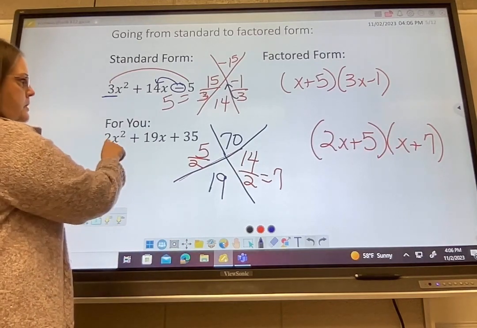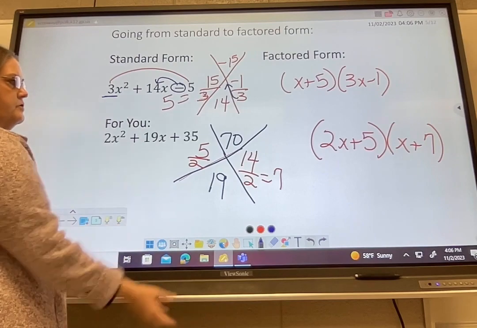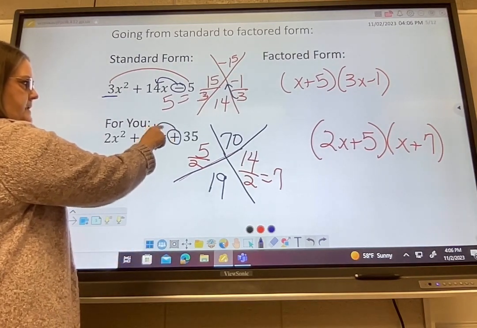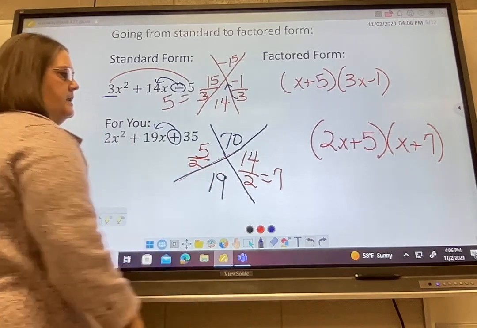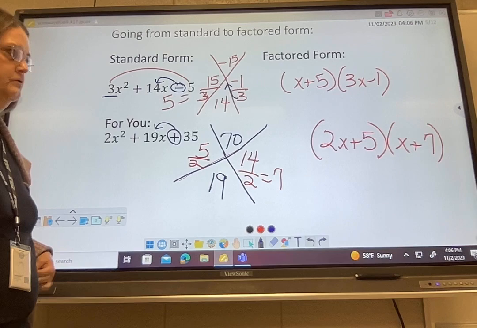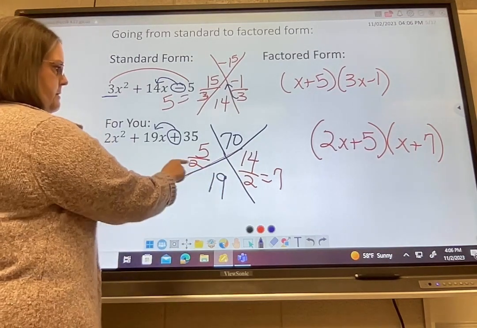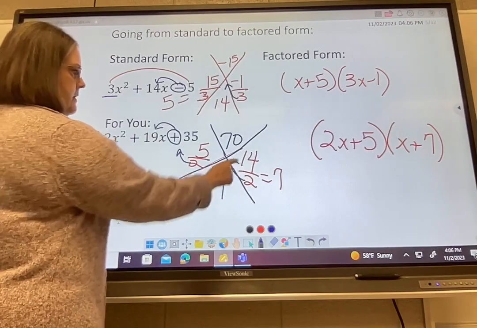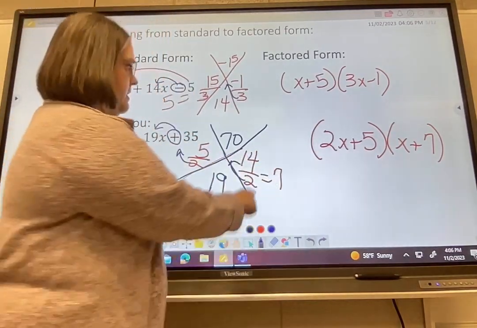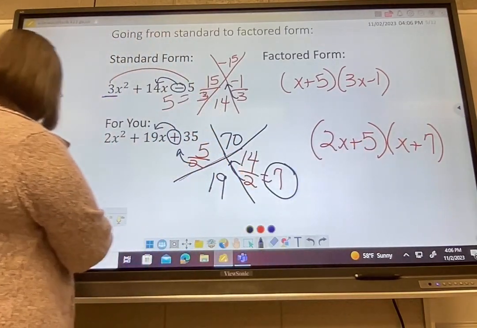Same thing here, 2 times 35 is 70. I've got 19 there. The two numbers that multiply to be 70 but also add to be 19 are 5 and 14. And you may have to play with that in your calculator a little bit to find those numbers. And then because we multiply by the 2, we divide by the 2. And remember, this is bottoms up. So I do 2x plus 5, and right here, sorry, we don't bottoms up that. That one's simplified, and x plus 7.